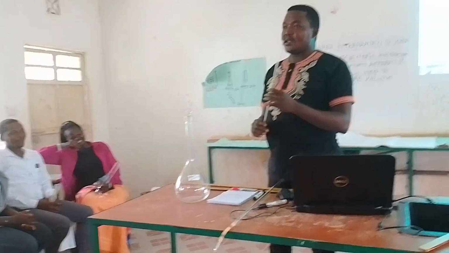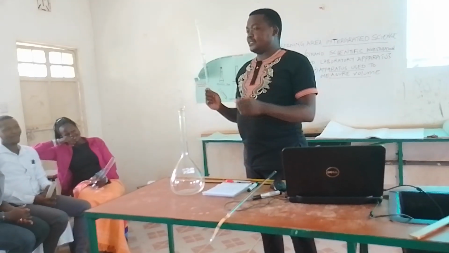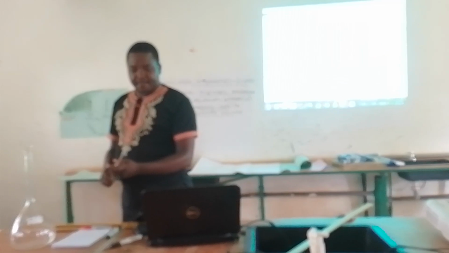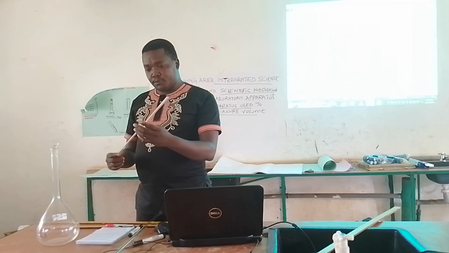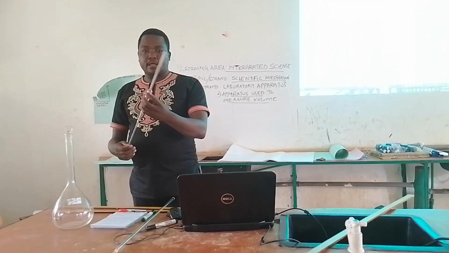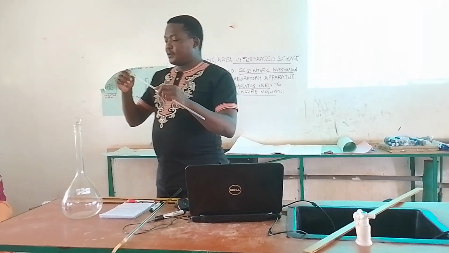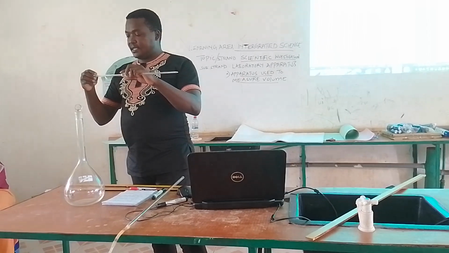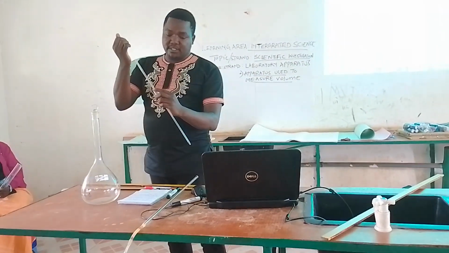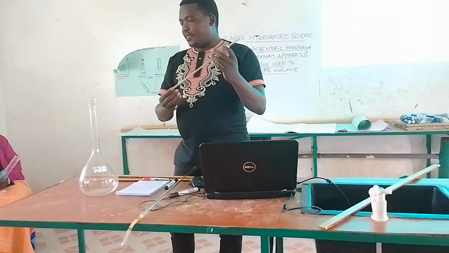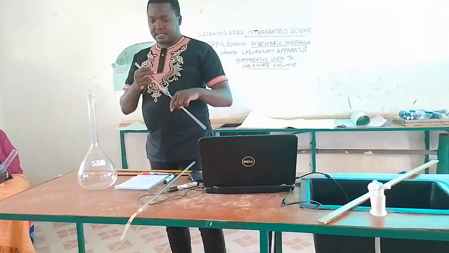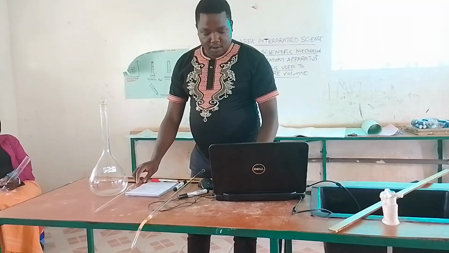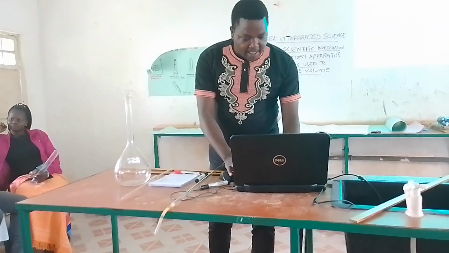So, this one is a pipette. It is used to measure and transfer volumes of liquids. When we are advanced, we'll have something known as a teat pipette, whereby we will connect it here, and then you'll be able to suck solutions from other apparatus known as conical flasks, and then you will transfer the liquid. We shall learn that one in the course of time. Let us see another apparatus.